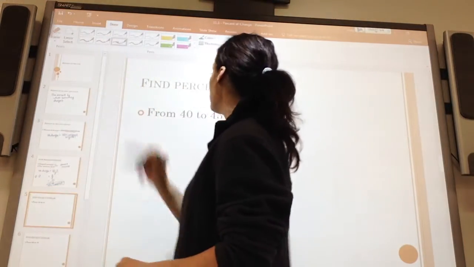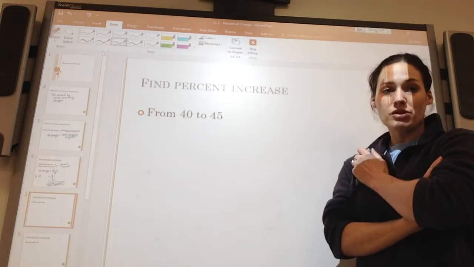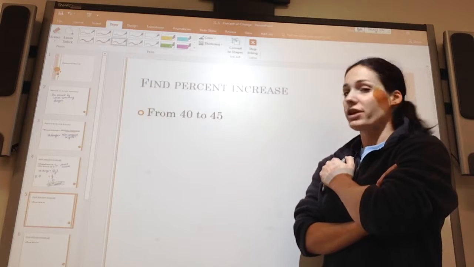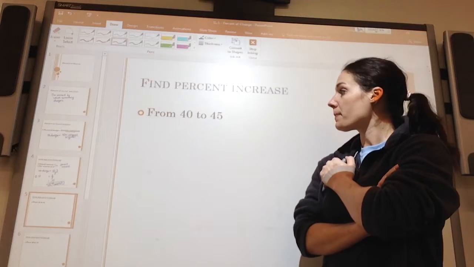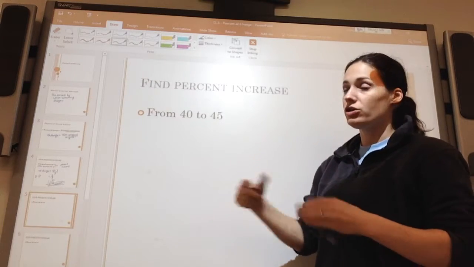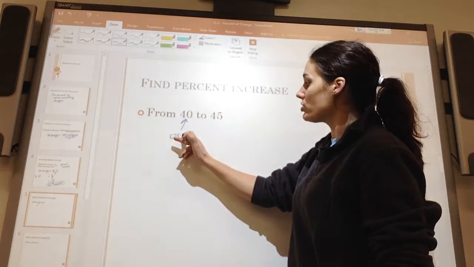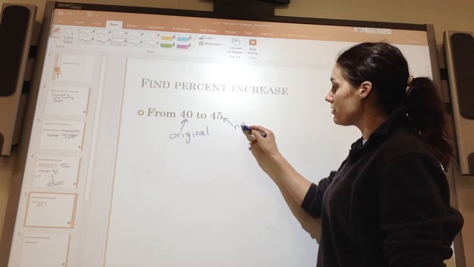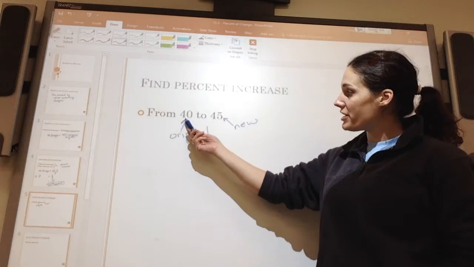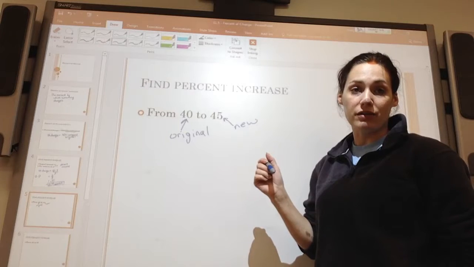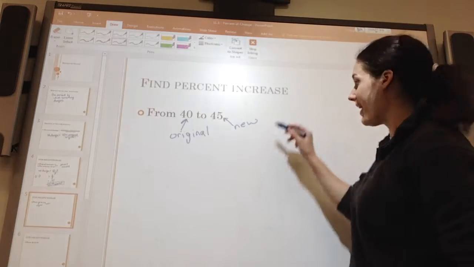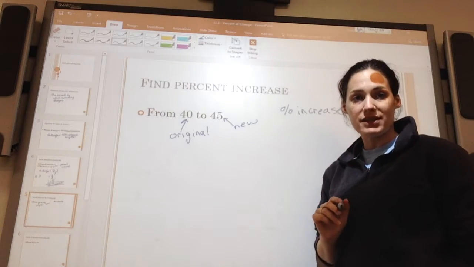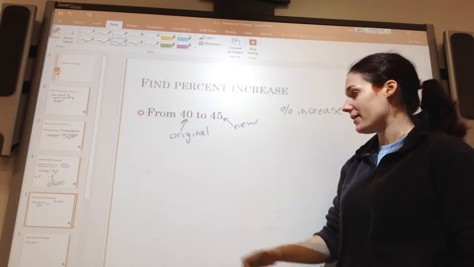Let's look at another one. This one's worded a little bit differently, but basically all the information is given to you straightforward. So we're going from 40 to 45. It went from 40 to 45. In this case, 40 is the original, the starting, and it went to 45, so this would be the new. If it went from 40 to start and 45 to end, did that go up or did that go down? Hopefully you're saying up. So in the end, this is going to be a percent increase. It's a good idea to write that off to the side just so you don't forget to write that in your answer.